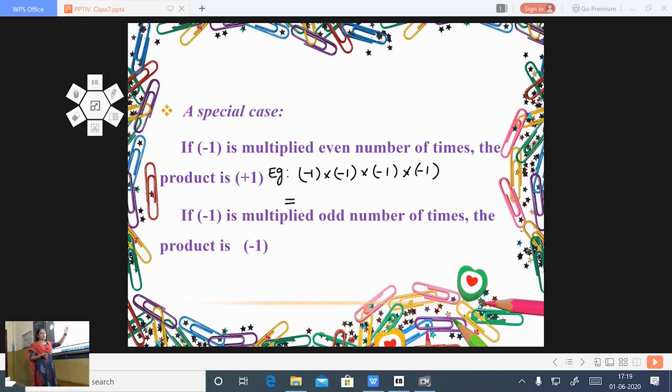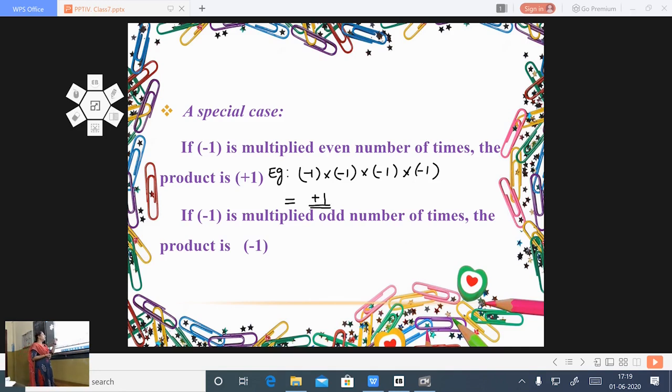So how many minus 1s are here? 4 minus 1s here. 4 is an even number, so we are going to multiply minus 1 an even number of times. We know that if you multiply 1 any number of times, the answer will be 1. There is an even number of negative signs, so the answer will be positive. So the answer is positive 1.